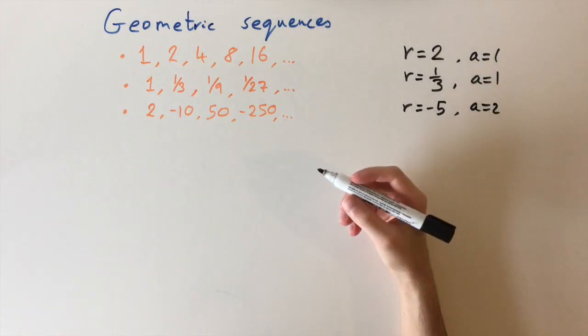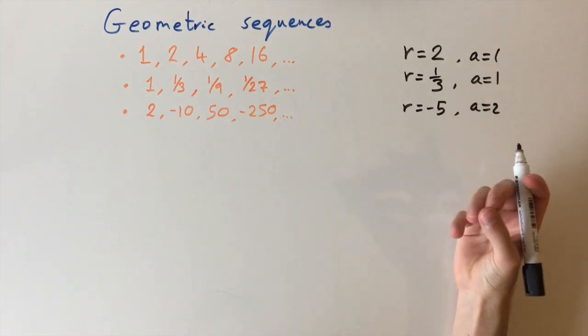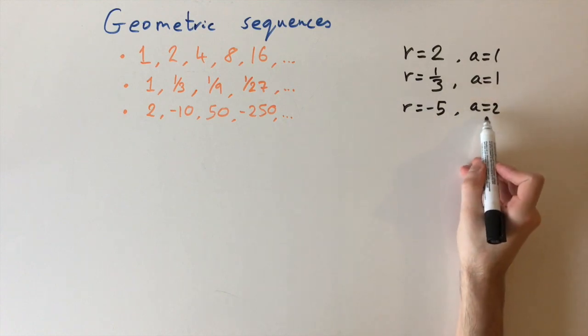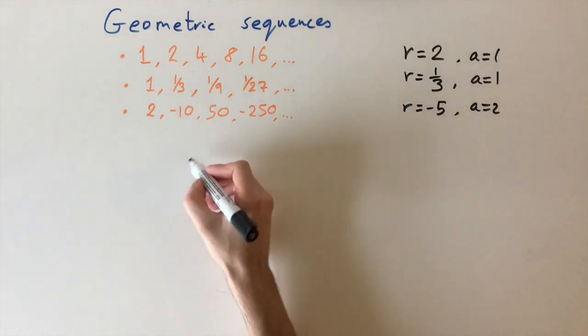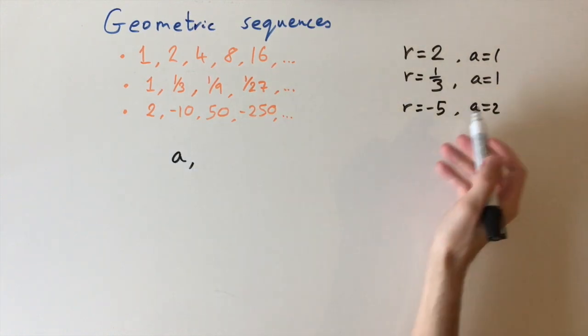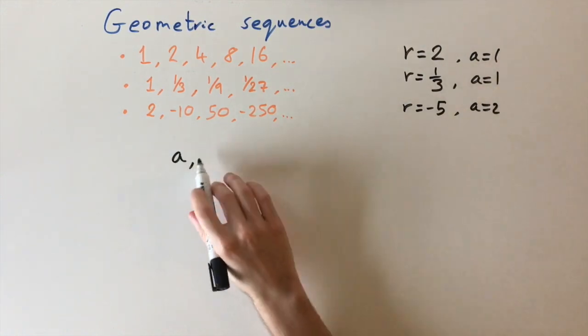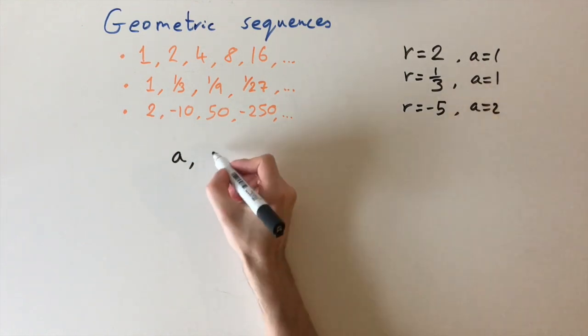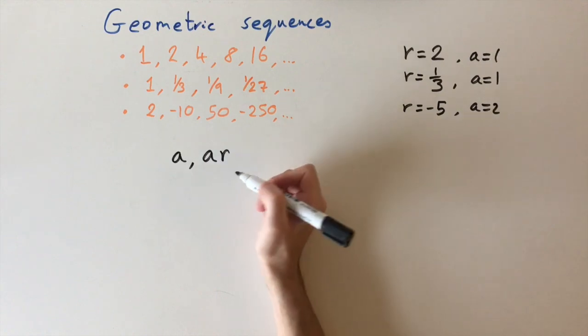So now that we've seen a few examples, let's think about the general form for a geometric sequence. So we've said that these two bits of information really define a sequence. So for a general geometric sequence, we're going to have a first term, which we call a, just like we did before. And then to get to the second term, we are multiplying by this number r. So the second term is a times r.